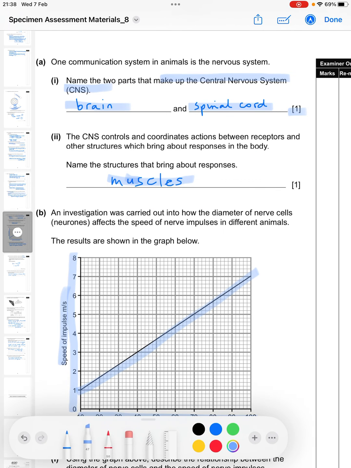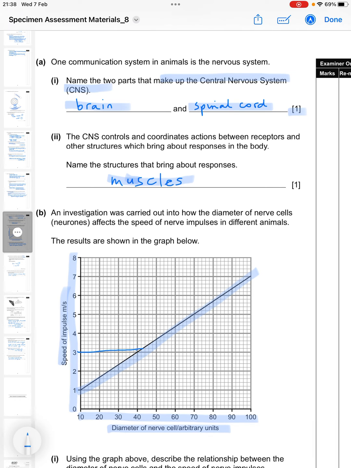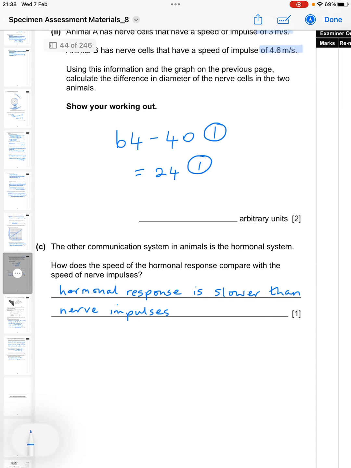So at 3 here, let me go across to the graph and down, which gives us 40, and 4.6 is here, and let me go down to 64. So 64, take away 40 gives you the difference, which is 24. And 1 mark for each there. 1 mark for just showing the numbers that you're using, and 1 for the answer, which in this case was 24.